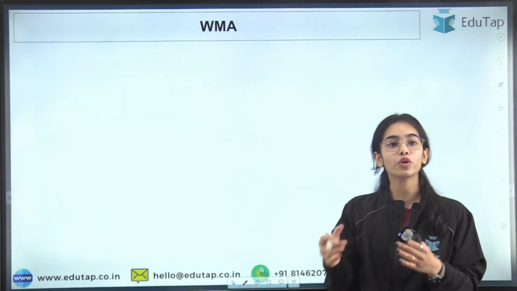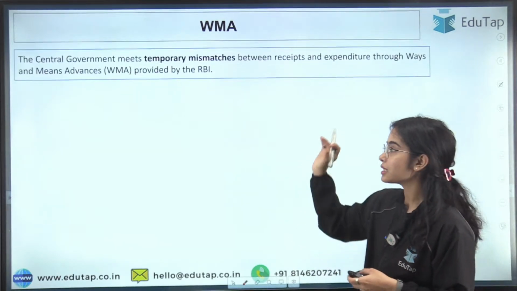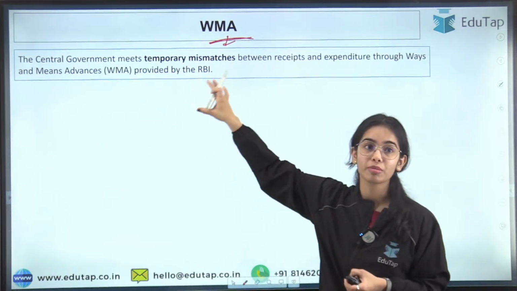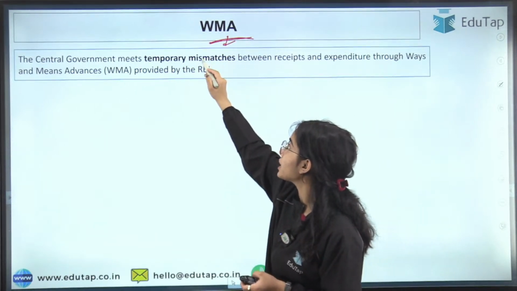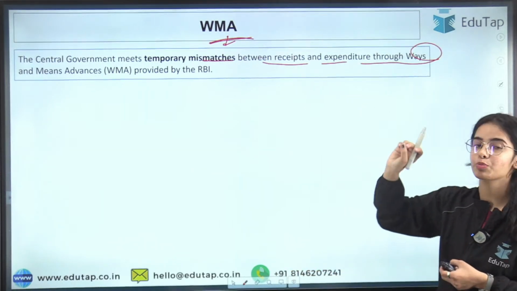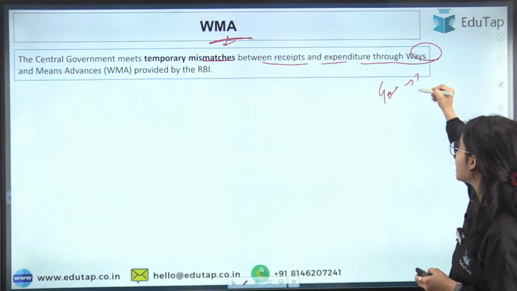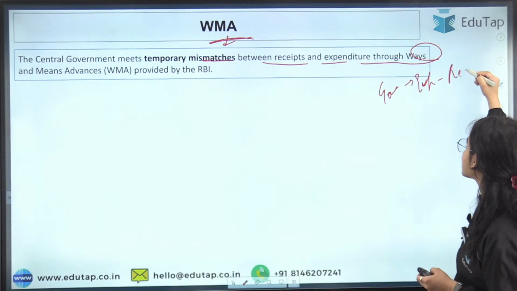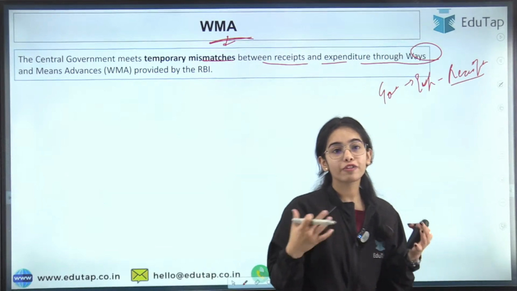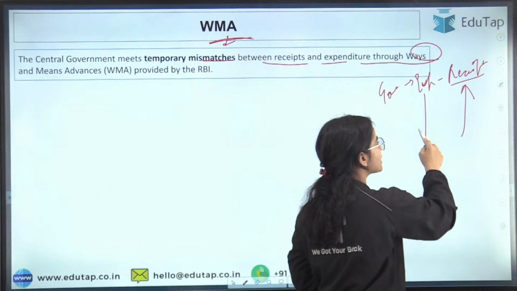I hope many of you are already aware of ways and means advances. This is an instrument that is with the central government. The central government meets temporary mismatches between receipts and expenditure through ways and means advances provided by the RBI. The government is doing expenditure, and the government has receipts also. It is receiving through taxes and through different means, and it is spending the money.